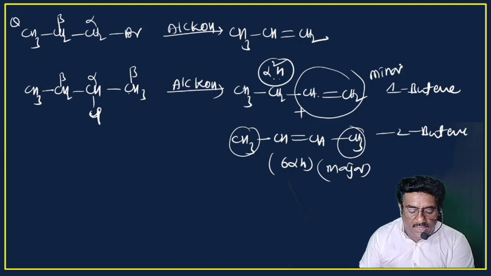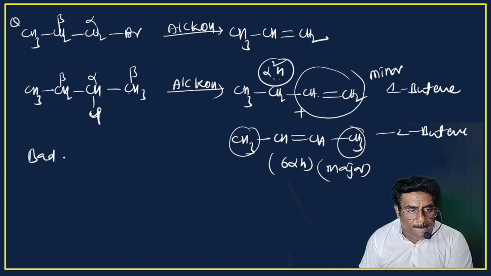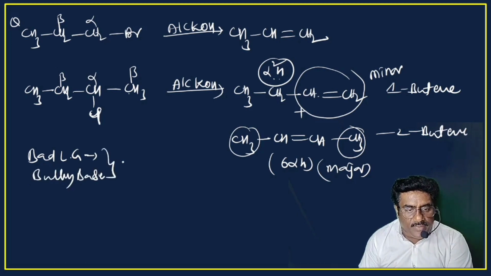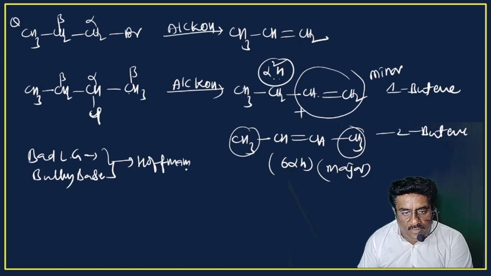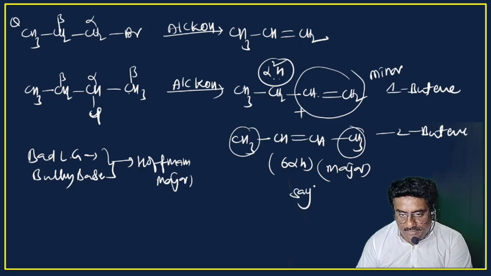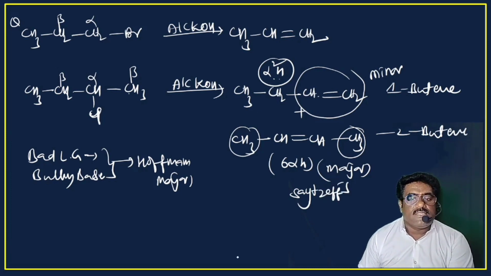So generally a bad leaving group and a bulky base give the Hofmann product as major. Which type of product is the major one? It is the Saytzeff product. More substituted alkene is the Saytzeff product.